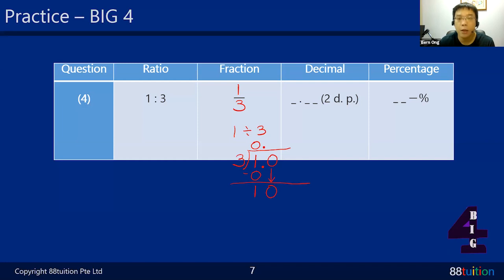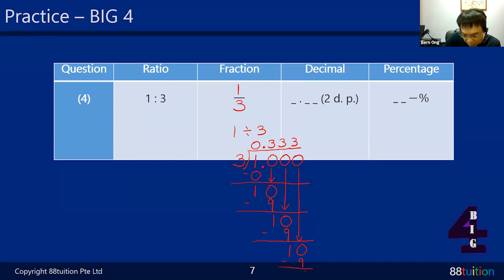Let's go. 3 times what is 10? Nearest is 3. 3 times 3 is 9. So the remainder is 1. Bring down the free 0. Again, 3 times 3 is 9. The remainder is 1 again. Bring down the zeros again. 3 times 3 once again is 9. You can see the pattern, right? It will go on and on. So you get a lot of 3s: 3, 3, 3, 3, 3.